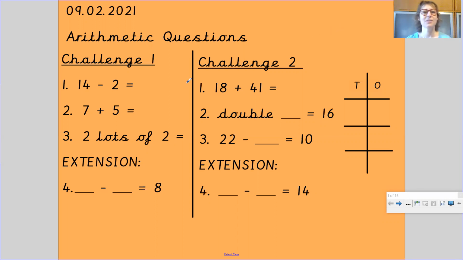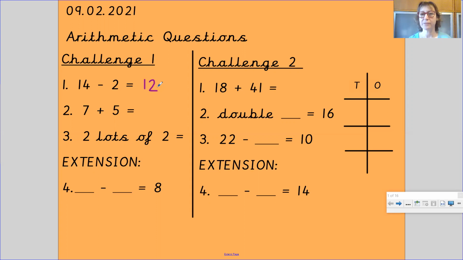Let's start with challenge 1, 14 take away 2. So I'm going to do them in my head. 14 and I've got 2 I need to take away. So 14, I'm going backwards, 13, 12. I need to make sure that my answer is smaller when I'm taking away.